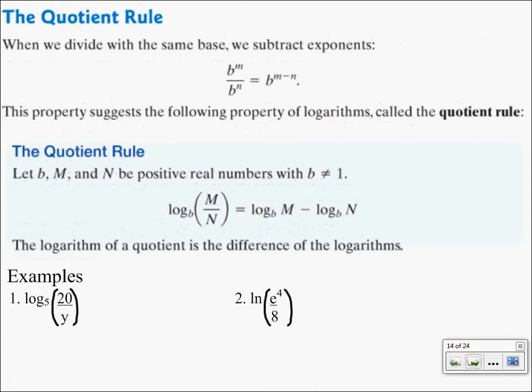Okay, next we're going to talk about the quotient rule. And the most important quotient rule artifact you want to gather is the following. Log base b of the fraction m divided by n equals log base b of m minus log base b of n. Notice that the numerator and denominator are not being divided as fractions this time, but they're being subtracted. Where b, m, and n are real numbers and b is not 1.